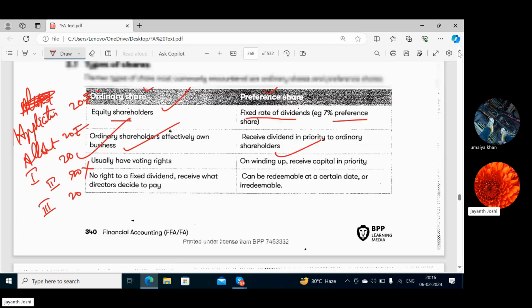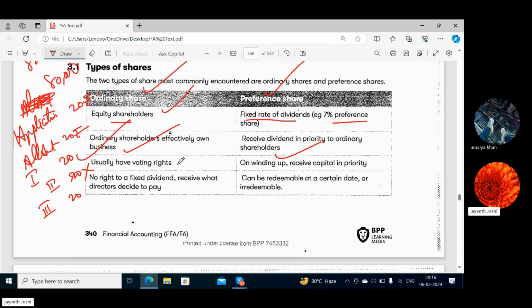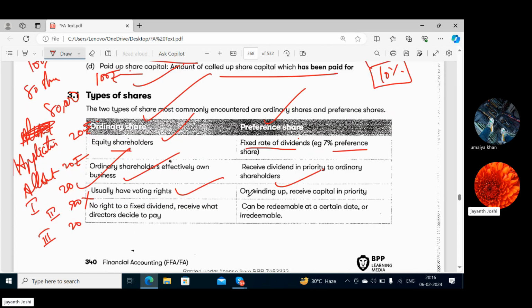Here comes the next point. The ordinary shareholders have voting rights. They can appoint the board of directors through voting. In the case of preference shareholders, on winding up they receive capital in priority. That means they get their money back before the ordinary shareholders. They don't have voting rights. No right to get fixed dividend. Receive what directors decide to pay. More profits, more dividends; less profits, less dividends.